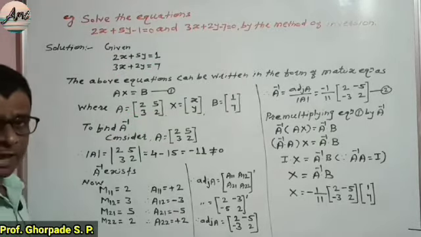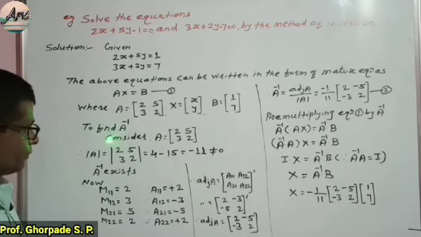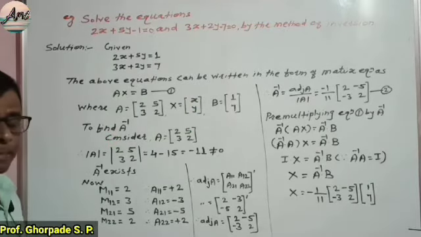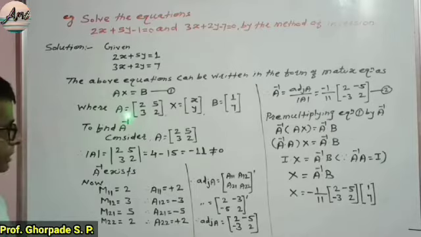Once after writing the given equations in terms of the matrix equation AX = B, the very next step is what? To find A inverse by using the adjoint method. Consider the matrix A = [2, 5; 3, 2]. Then the determinant of the given matrix is what? Determinant of 2, 5, 3, 2. So let us find the value of this determinant. 2 times 2 is 4, minus 3 times 5 is 15. So 4 minus 15 is what? Minus 11.